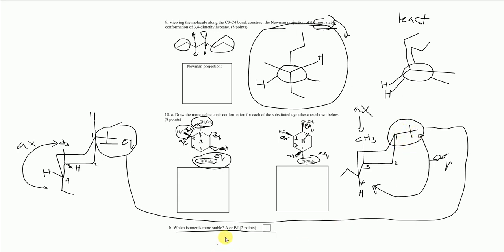So all I have to compare to figure out which one's better, I drew up both of the most stable ones. Okay, these are both the most stable ones. Now to compare which one's more stable, A or B, after I see that the biggest groups are both equatorial on both of them, right? Now I just need to see if I have anything better. So over here I have this on equatorial, but this is on axial, and both of these are on axial. So this one is clearly better. So B is better, okay?